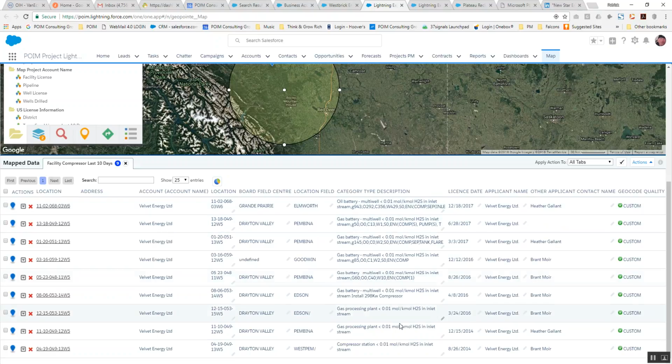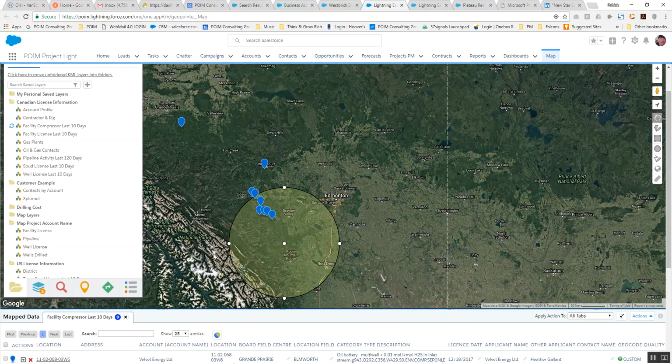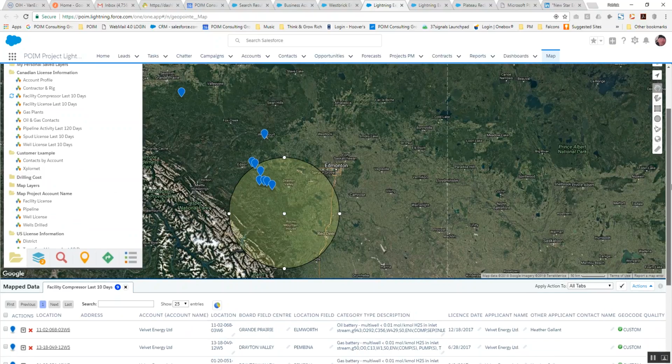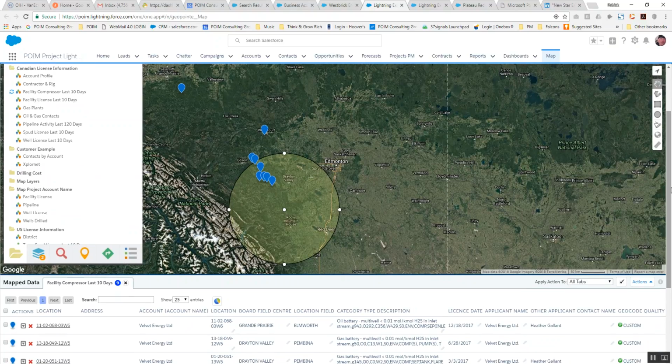We can look at oil batteries, gas processing plants, compressor stations. We can see what the throughput is: gas, 943 cubic meters. So this is a relatively large compressor station that we're putting in at this particular facility. And so again, it fits into that target market, that market segmentation. We're looking in that Rocky Mountain, Edson, Drayton Valley kind of triangle here. We can say, yeah, this is an account that we want to target.